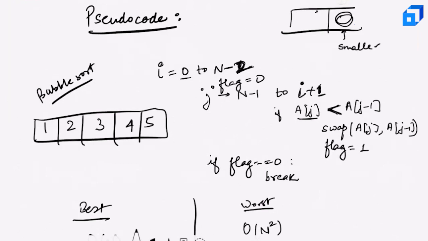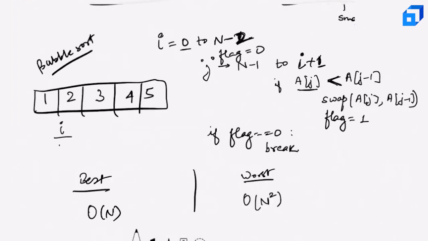Imagine this was your input. You start with I as 0, and your flag is also 0. J basically goes over your indices 1, 2, 3, 4. J will start with 4 and go till 1. And what do you do? Every single time you just compare A of J with A of J minus 1. So you check, is 5 less than 4? The answer will be no. So then you move on to the next J. From 4 you will go to 3.